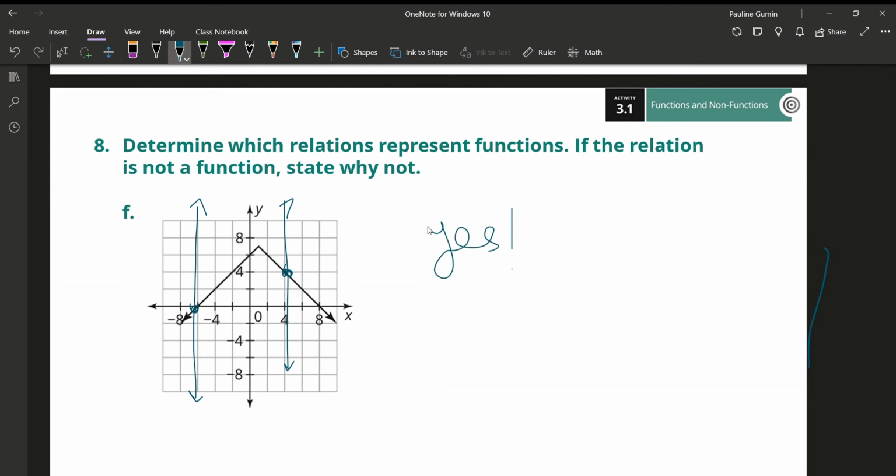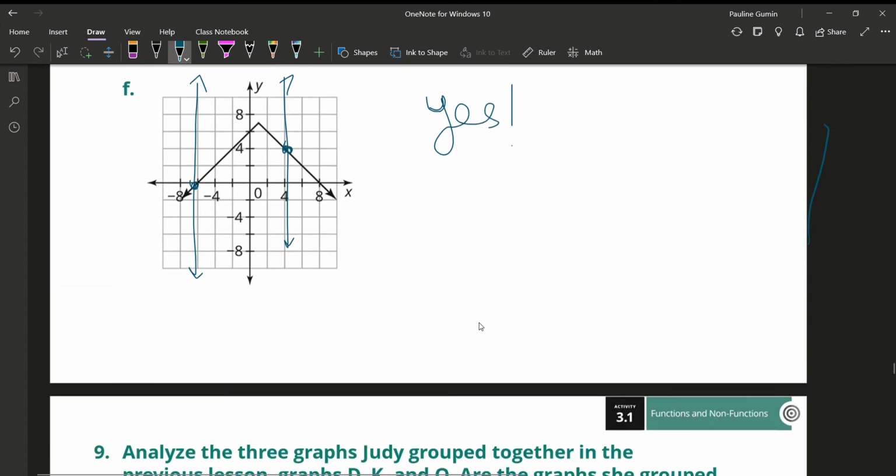What I suggest to my students usually is you can also grab your ID and drag it across your page and see if that is a function or not, because your ID is a perfect straight edge, and by dragging it across the whole graph, you actually get to test out every single point on the graph and see if we cross once or twice.